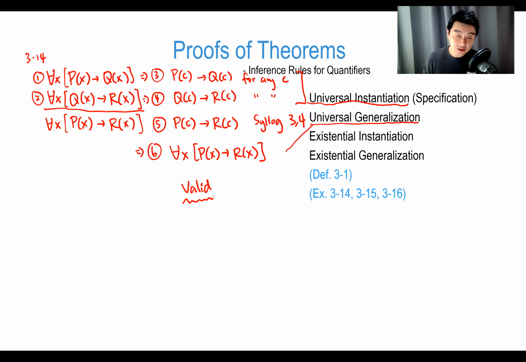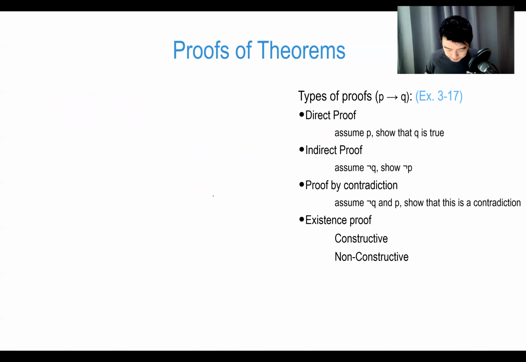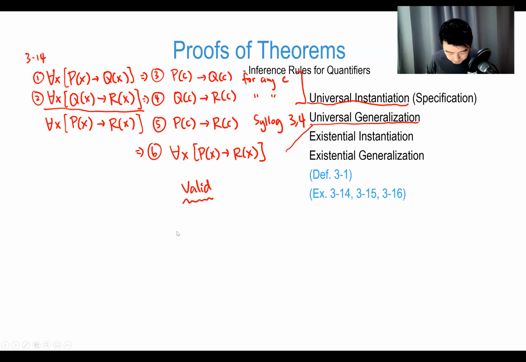Now, is there any use for existential instantiation or existential generalization? Yes, there is. And we're going to talk about that in our next section. In the section on number theory, we're going to get back to that and take a look at some uses for existential instantiation. Okay, let's do one more example here. Oh, I should probably make a new slide.